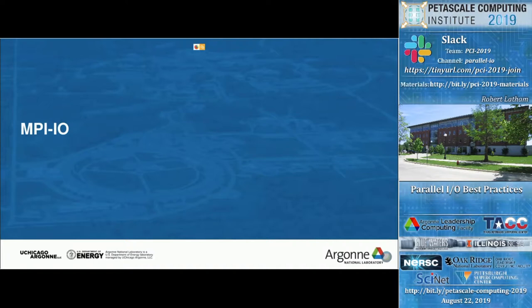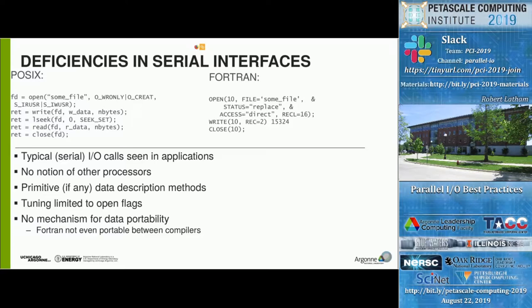Great. MPI-IO. So if you open up a terminal and start writing some code, and you're not using MPI but just the old serial interface, called the POSIX interface, you're going to have some problems trying to describe large parallel access. What are the problems here? Well, open, write, seek, read, close. These are the basic building blocks of I/O on these systems.